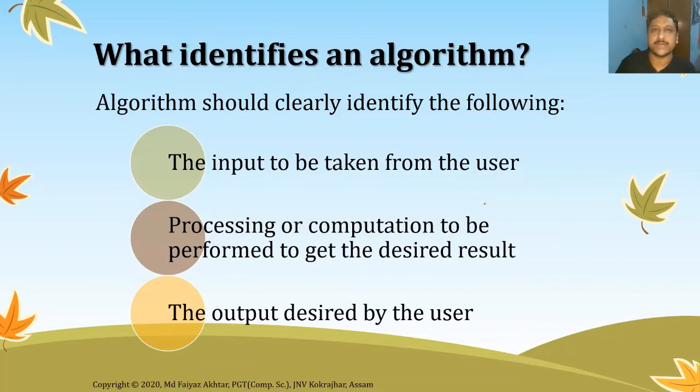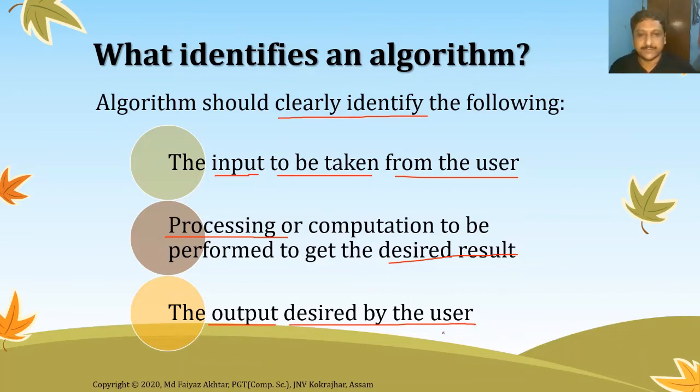Now next, what identifies an algorithm? The algorithm should clearly identify the following. Clearly identify means clearly mentioning what input is to be taken from the user, what input we need to find the solution of the problem. Next is processing: what formula is needed, what process is needed to get the desired result. And the last one is the output desired by the user, what output is going to be displayed by this algorithm.